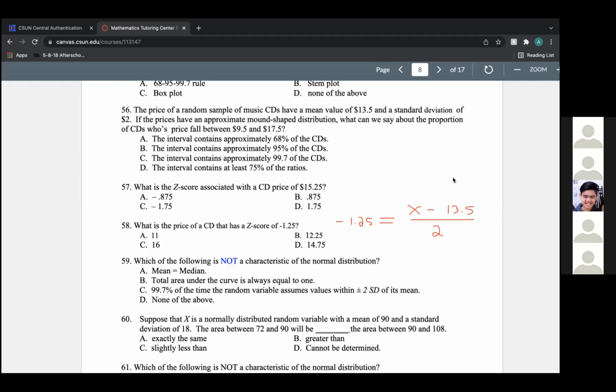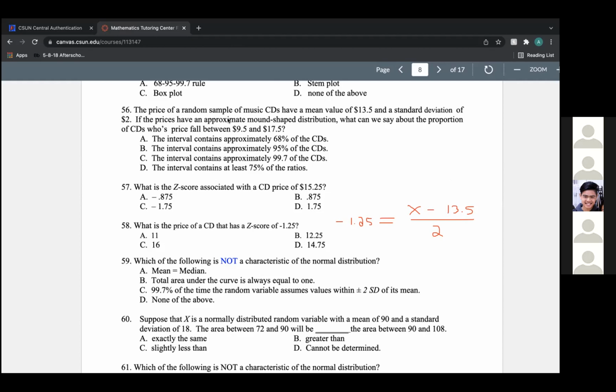59. Which of the following is not a characteristic of the normal? Mean equals median. Yes, that's true, because it's symmetric. The total area under the curve is always equal to 1. Well, that's true for every distribution. 99.7% of the time, the random variable assumes values within plus or minus 2 SD of its mean. Is that correct? No, it's 3. So the answer is C. Okay.